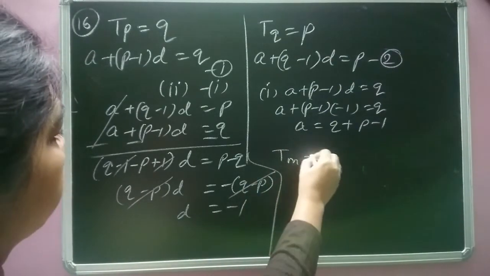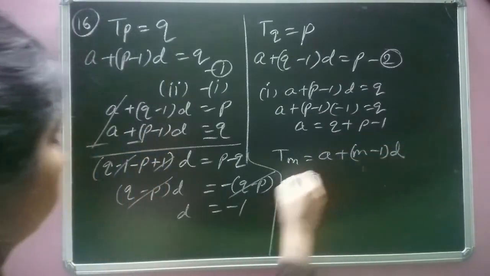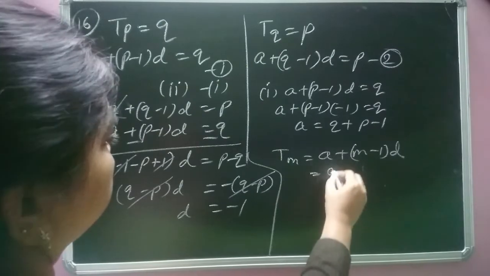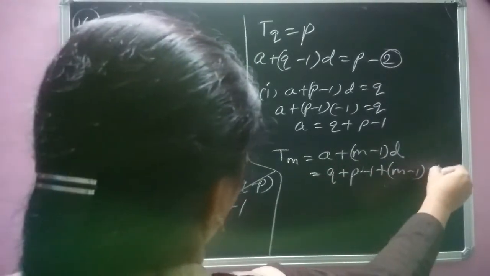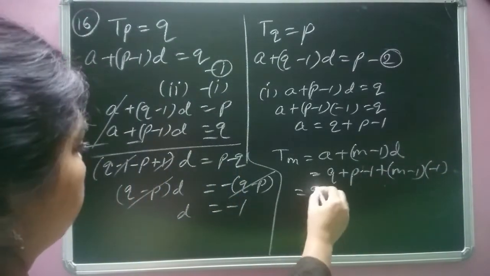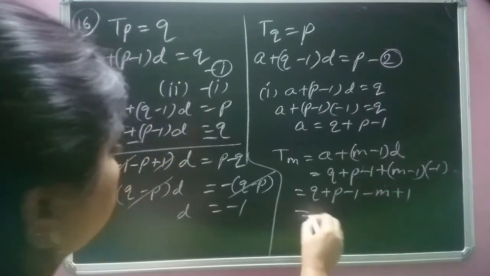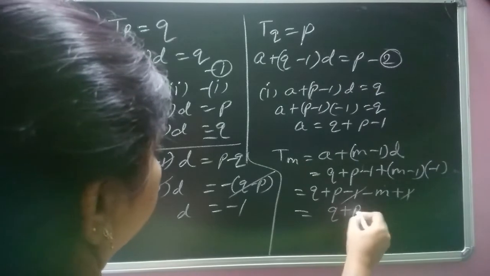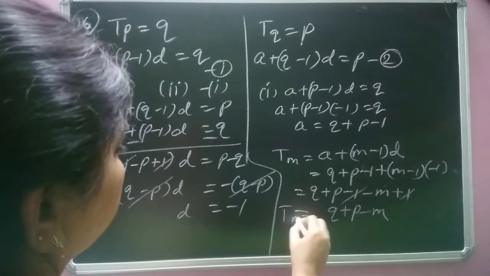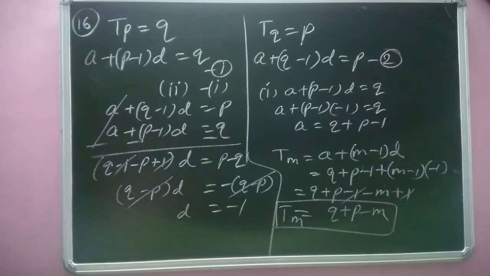We want the mth term, tm. So tm will be a plus (m minus 1) into d. Put the value of a, q plus p minus 1, plus (m minus 1) into d, with d as minus 1. So q plus p minus 1 minus m plus 1. Minus 1 plus 1 will again get cancelled, and you will get tm equals q plus p minus m. So we have got the mth term in terms of p and q.